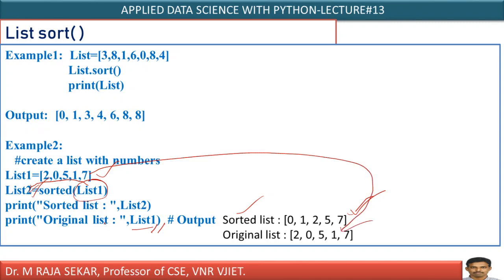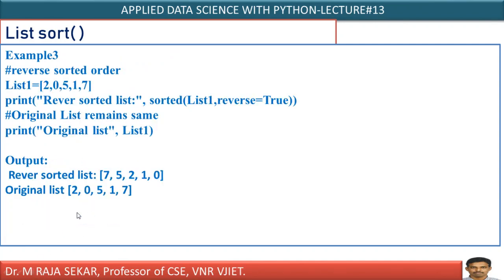So the sorted function will not alter the contents of the original list. The list is provided as an argument, but it returns all the sorted elements in another list, so that you can display list 1 as well as list 2, so that you can understand the difference between sort and sorted function. This is also the same thing. You can understand this. It is simple and straightforward.